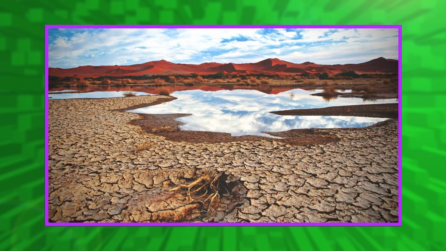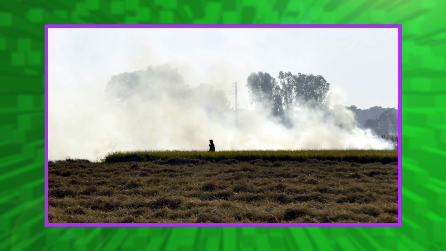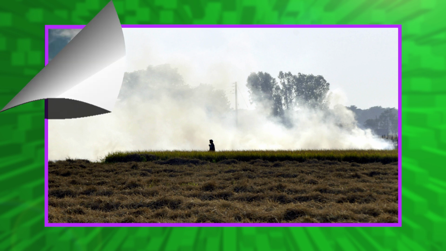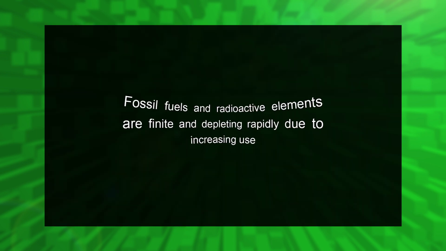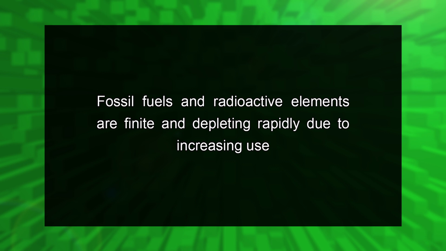The growth and development of human society depend on various natural resources, both physical and biological. Land is limited. Water, though replenishable, can become scarce and air quality can deteriorate. Despite the apparent abundance of energy sources like sunlight, they are critically insufficient at the consumer level. Fossil fuels and radioactive elements are finite and depleting rapidly due to increasing use.